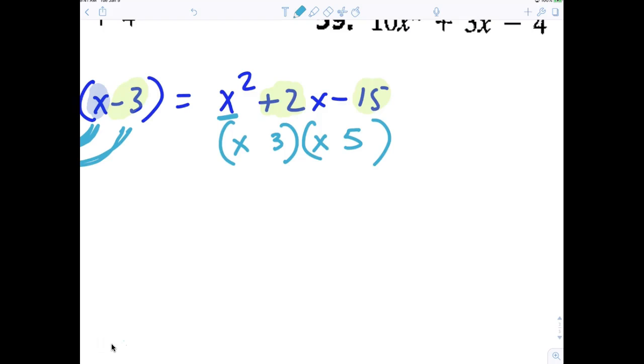Don't worry about the signs. The signs come last. Now you want the middle term to be positive 2. The only way I can make a positive 2 is if the 5 is positive and the 3 is negative. That's how simple it is. That's all there is to it. No what ifs. I promise you, I'm going to go through all the possibilities.